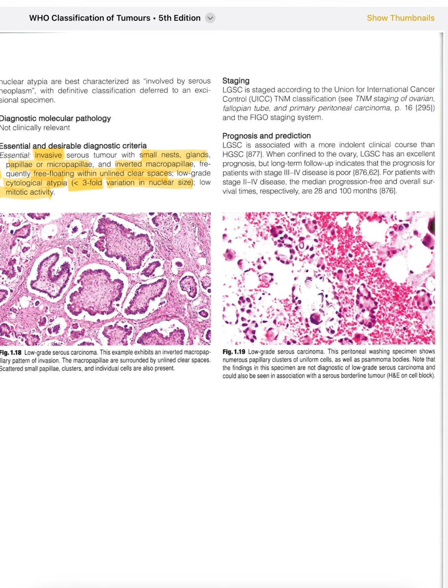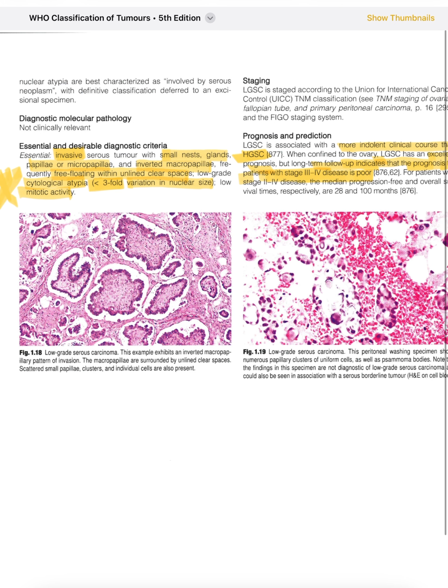If we talk about the prognosis, it is associated with a more indolent clinical course than high grade carcinomas. When confined to the ovary, low grade serous carcinoma has an excellent prognosis, but long term follow up indicates that the prognosis for patients with stage 3 and 4 disease is poor.